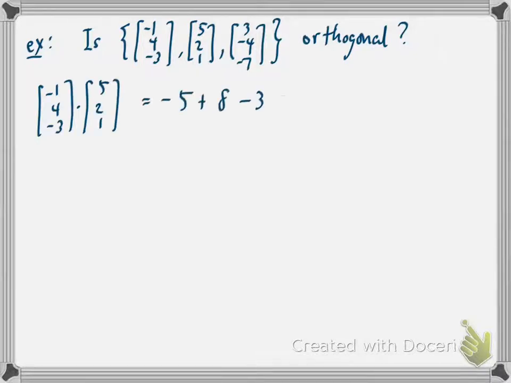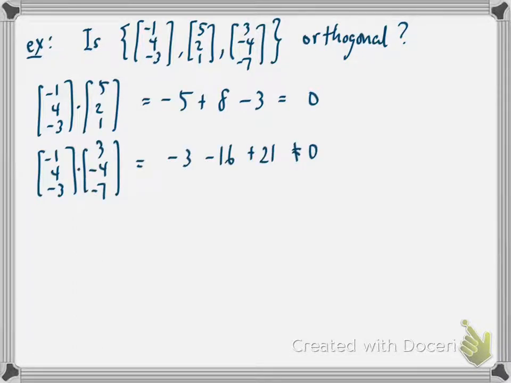I compute the dot product of the first one and the second one, and I get -5 plus 8 minus 3 equals 0. Good. I compute the dot product of the first and the third, and I get -3 minus 16 plus 21, which is not 0. So as soon as I notice that, I can say that no, this set is not orthogonal. It's only orthogonal if all the pairwise dot products, vi dot vj, for i not equal to j, are all 0.